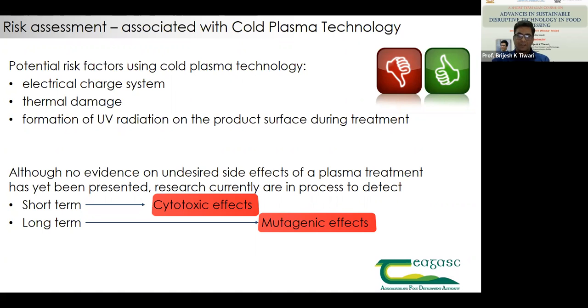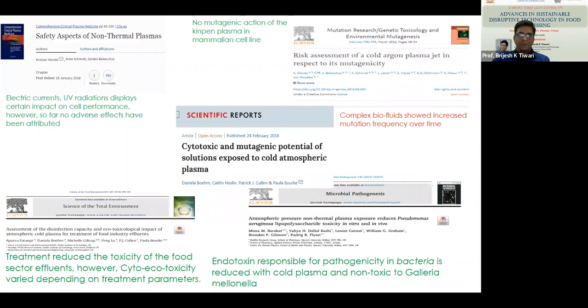Now, coming back to this particular topic, again the safety aspect: non-thermal plasma, electric current, and UV radiation display a certain impact on cell performance. However, so far no adverse effect has been attributed. There are studies on assessment of disinfection capacity and ecotoxicity impact of atmospheric cold plasma treatments, and on in vivo toxicity effects of non-thermal atmospheric plasma exposure. These are some of the studies which clearly show this. There is also a lot of data presented in the scientific literature on risk assessment related to a technology. This is exclusively on plasma. The same thing you can also find for high pressure and other technologies.